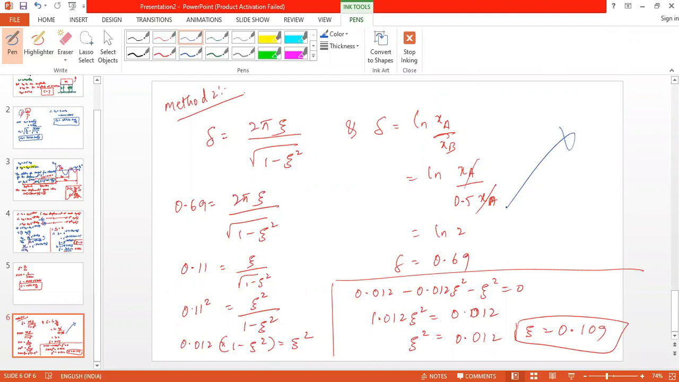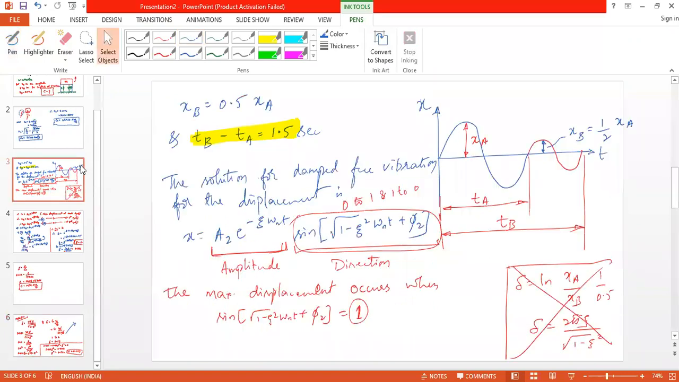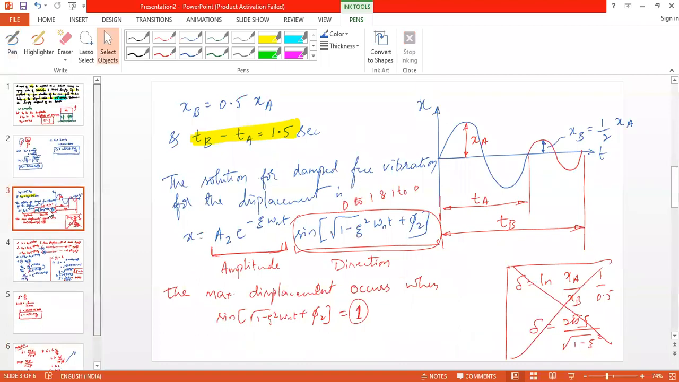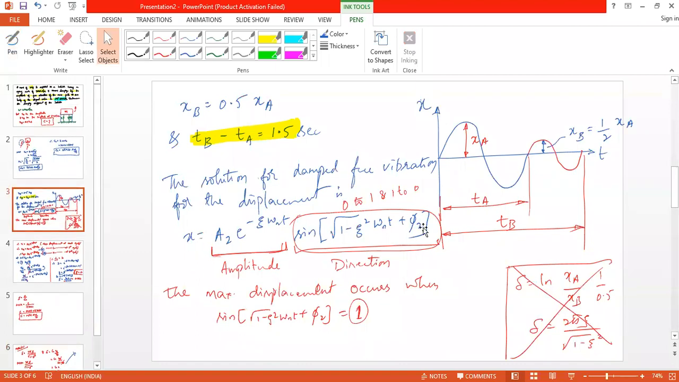So whenever you have to use the data given in the question, and whenever time versus displacement relationships are given, then you need to use the equation which is given for time and displacement. Okay, you need to use this equation. Any doubt?